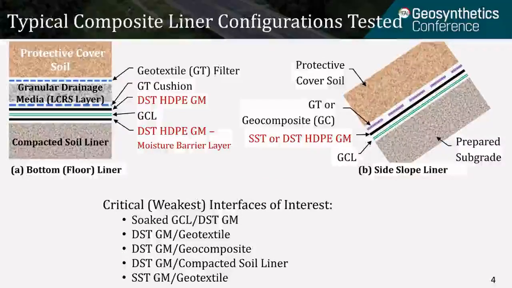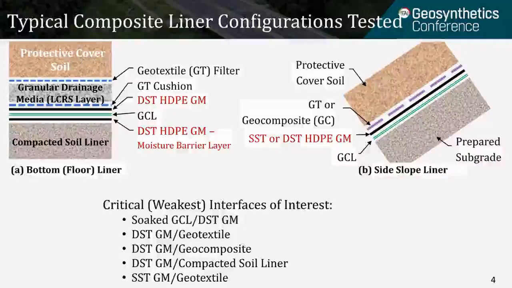This slide shows typical composite liner configurations for bottom and side slope liners. Bottom liner typically consists of protective cover soil, a filter geotextile, a leachate collection and removal system layer with granular drainage media, a cushion geotextile, a double-side textured HDPE geomembrane, a geosynthetic clay liner, an optional moisture barrier geomembrane, and compacted soil liner, which could be a low permeability clay liner or a foundation layer.